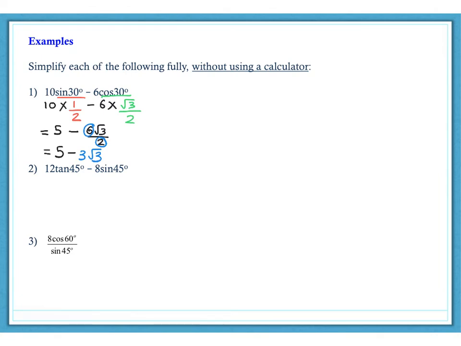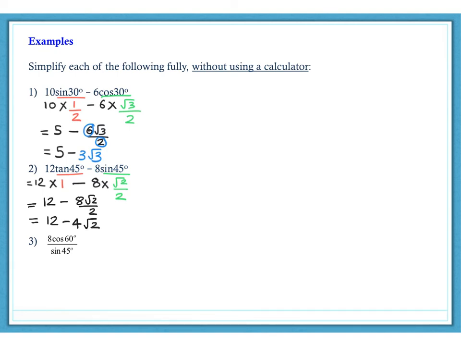Question 2. We have 12 tan 45, so that is 12 multiplied by tan of 45, which is equal to 1. Take away 8 multiplied by sine of 45, which is equal to root 2 over 2. This doesn't simplify significantly, but we can write it as 12, take away 8 root 2 over 2, and then, of course, 12 take away 4 root 2.